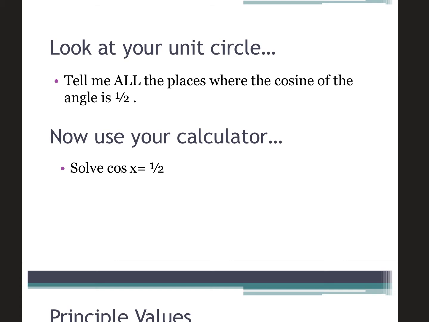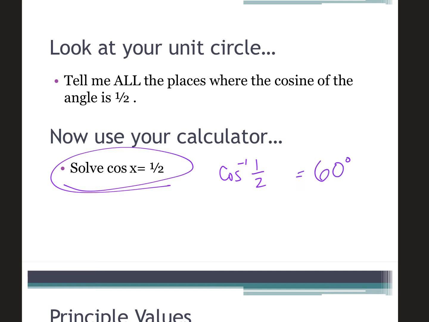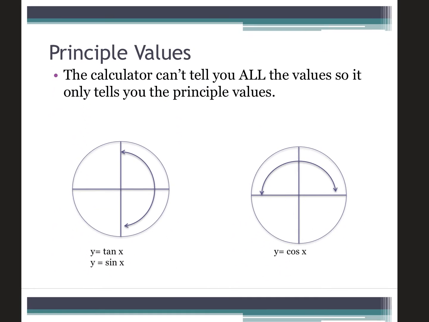If you break out your calculator and you do the inverse cosine of 1/2, your calculator is only going to tell you this answer. It does not have a way to tell you two answers, right? It's just kind of the limitations of a calculator. It can only tell you one answer at a time. So what it's doing is it gives you what's called the principal values, okay?